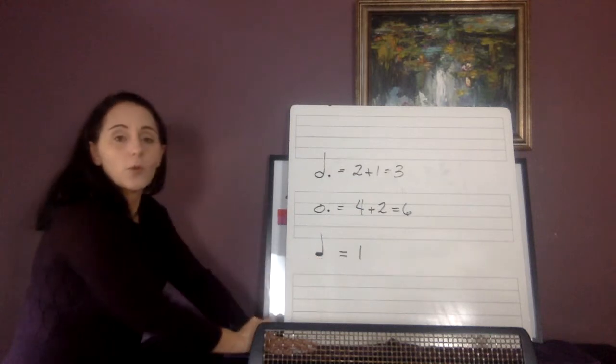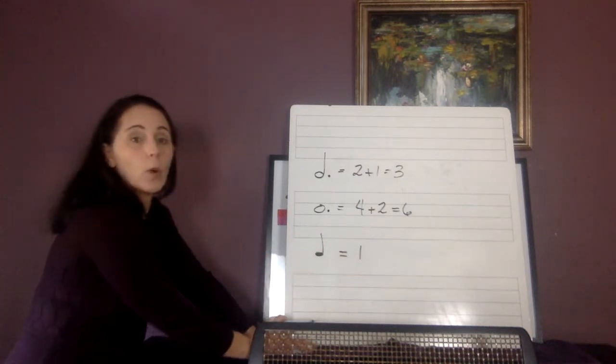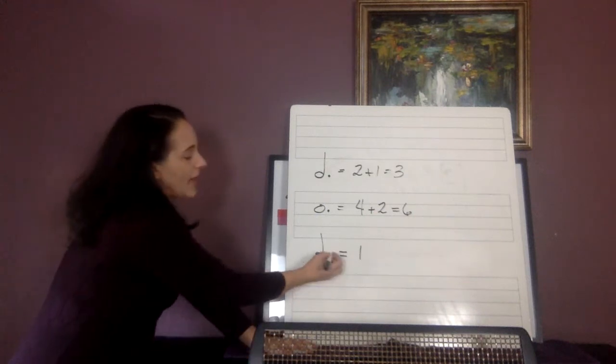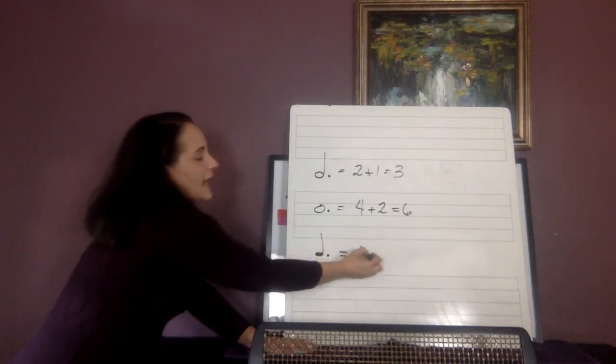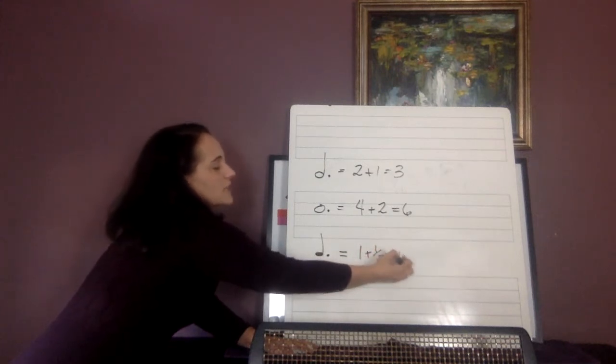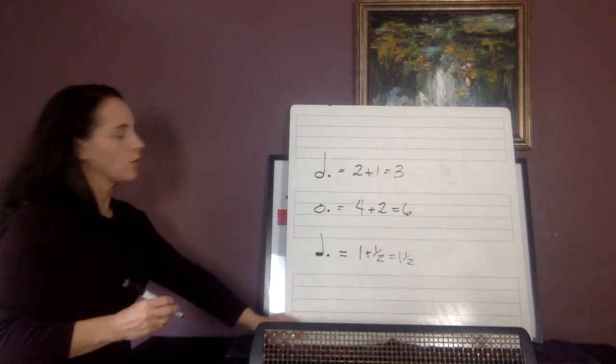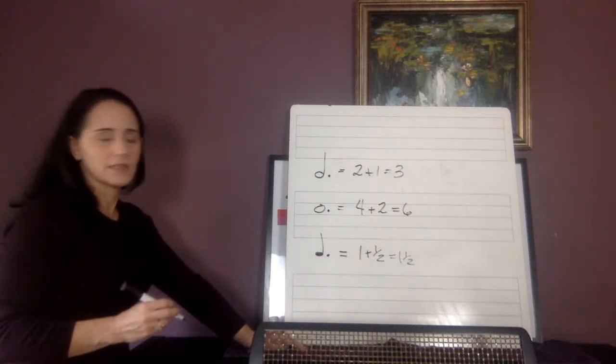Now, dotted quarter note, what we're actually going to play today. The value of a quarter note is 1. It gets 1 beat. We add a dot. We don't add a beat. We add half of the value. So half of 1 is a half. So it's going to get 1 1/2 beats. Okay, a dotted quarter note is going to get 1 1/2 beats.